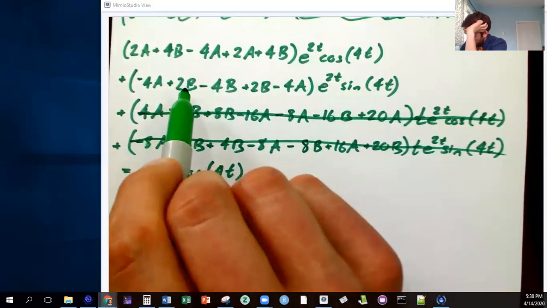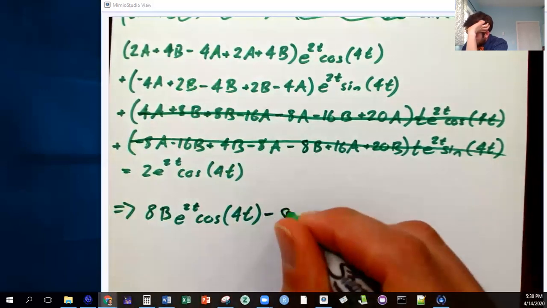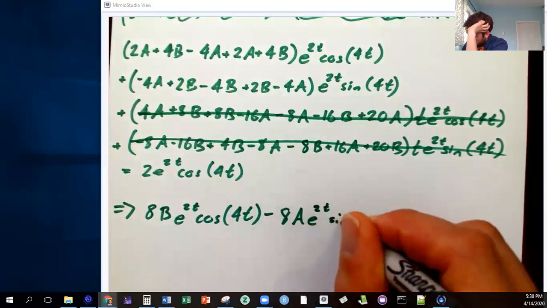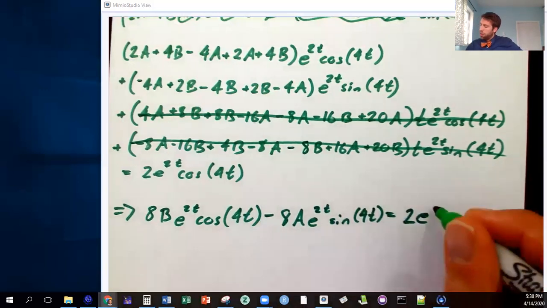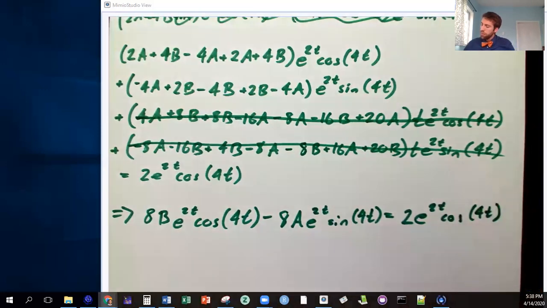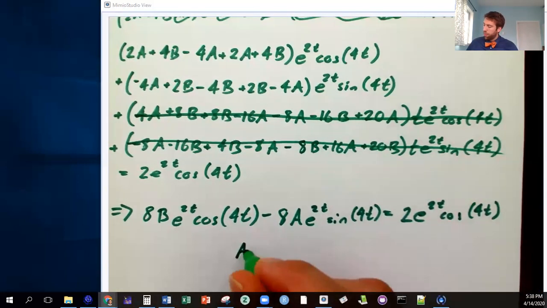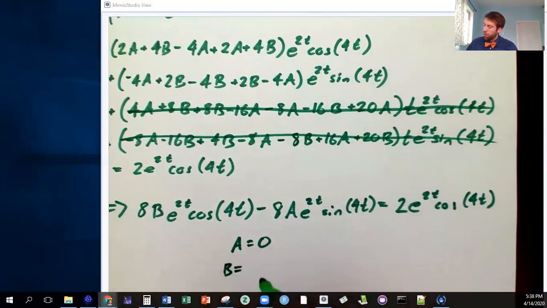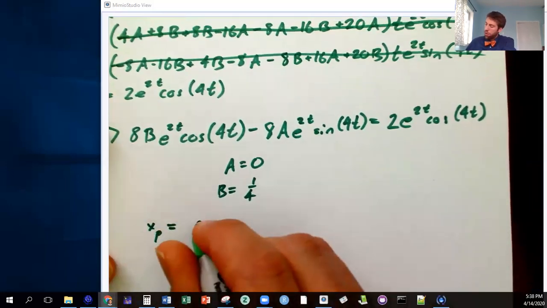And then here, my b's cancel, because I've got positive, positive, negative 4, and minus 8a e to the 2t sine of 4t equals 2 e to the 2t cosine of 4t. Okay, so there are no sine terms here. So that means a equals 0. And my cosine term, 8b equals 2. So b equals 1/4.